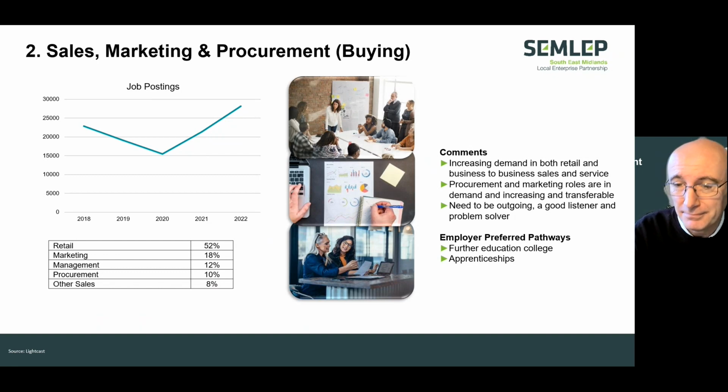Procurement, so it's buying stuff. There is a shortage of buyers out there at the moment. Who doesn't like buying things? Yet it's a very specialised role, but very, very transferable again.